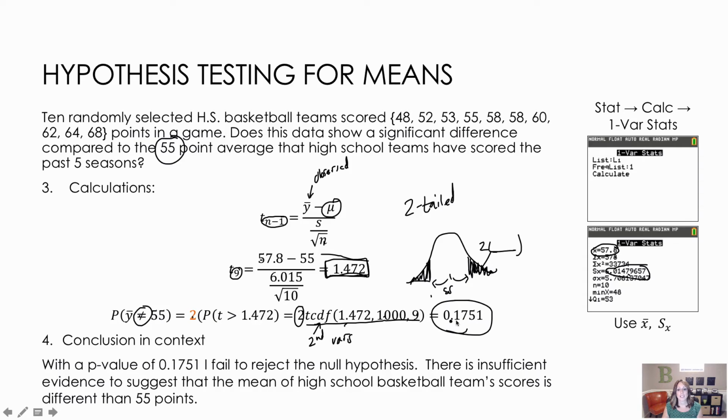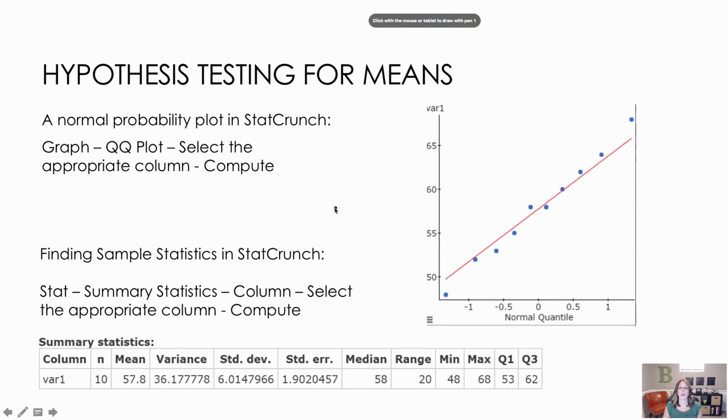Now notice this is 17.51% of the time. So 17.5% of the time, I would expect to have this average if the 55 were true. And because this is a very high value, I'm not surprised by that. There's not enough evidence to say that the mean high school scores are different than 55 points.